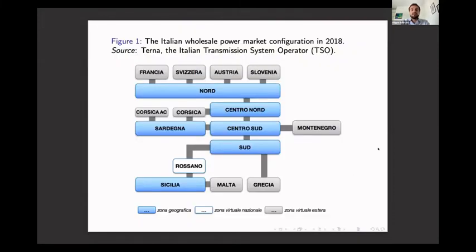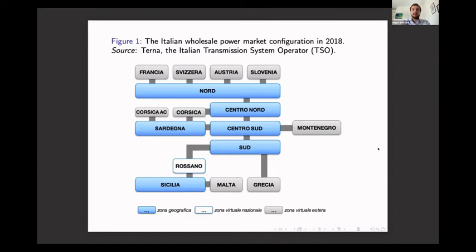So this is the structure of the Italian wholesale power market, as it was in 2018, which is the time period of investigation for this analysis. There were six physical market zones, the light blue ones, and we have the interconnections with the neighboring countries. Plus, there were some limited production poles in place that were only producing electricity without the consumption. Now they have been incorporated in the southern zone since the 1st of January 2021.